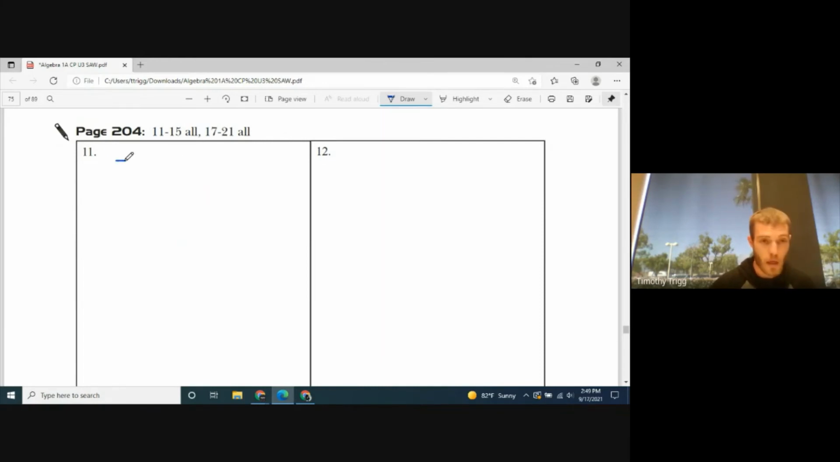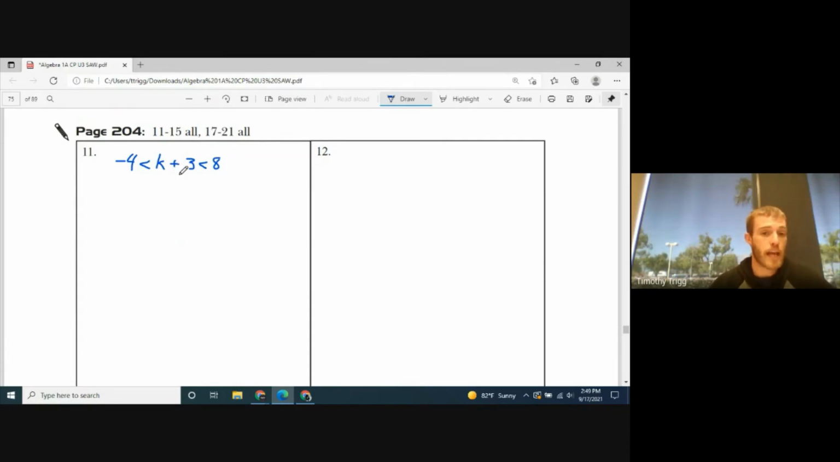Here, if you see this problem, it's -4 is less than k plus 3, is less than 8. So this is what we call an AND statement. So -4 is less than k plus 3, and k plus 3 is less than 8. Okay, so in other words, k plus 3 is between these two values. K plus 3 is between -4 and 8.